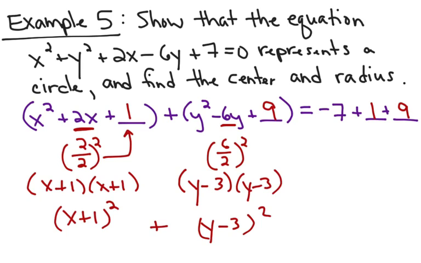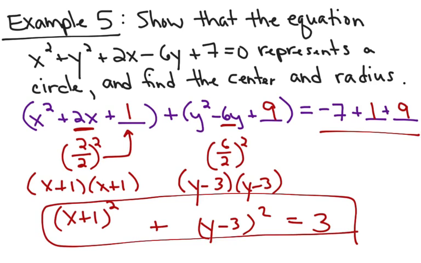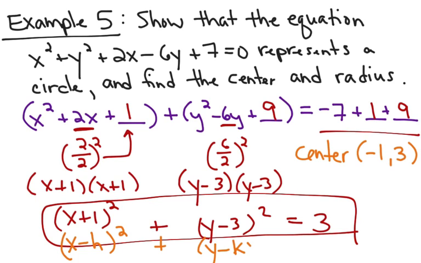So x plus 1 squared plus y minus 3 squared is equal to negative 7 plus 1 plus 9, which is 3. There's the equation of the circle. Now that you know the equation of the circle, you can tell me what the center is. The center is at negative 1 comma 3. Remember, the original formula was x minus h squared plus y minus k squared equals r squared.